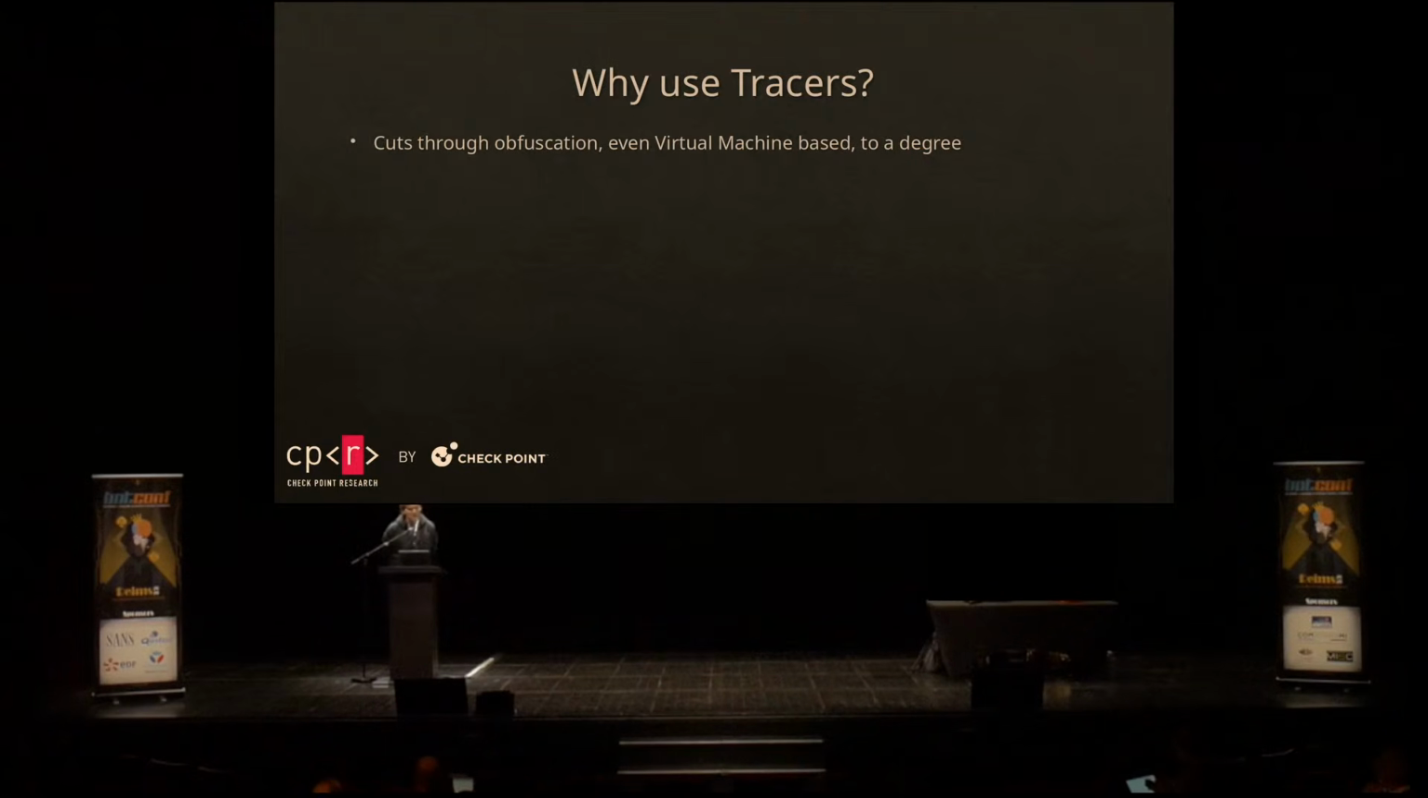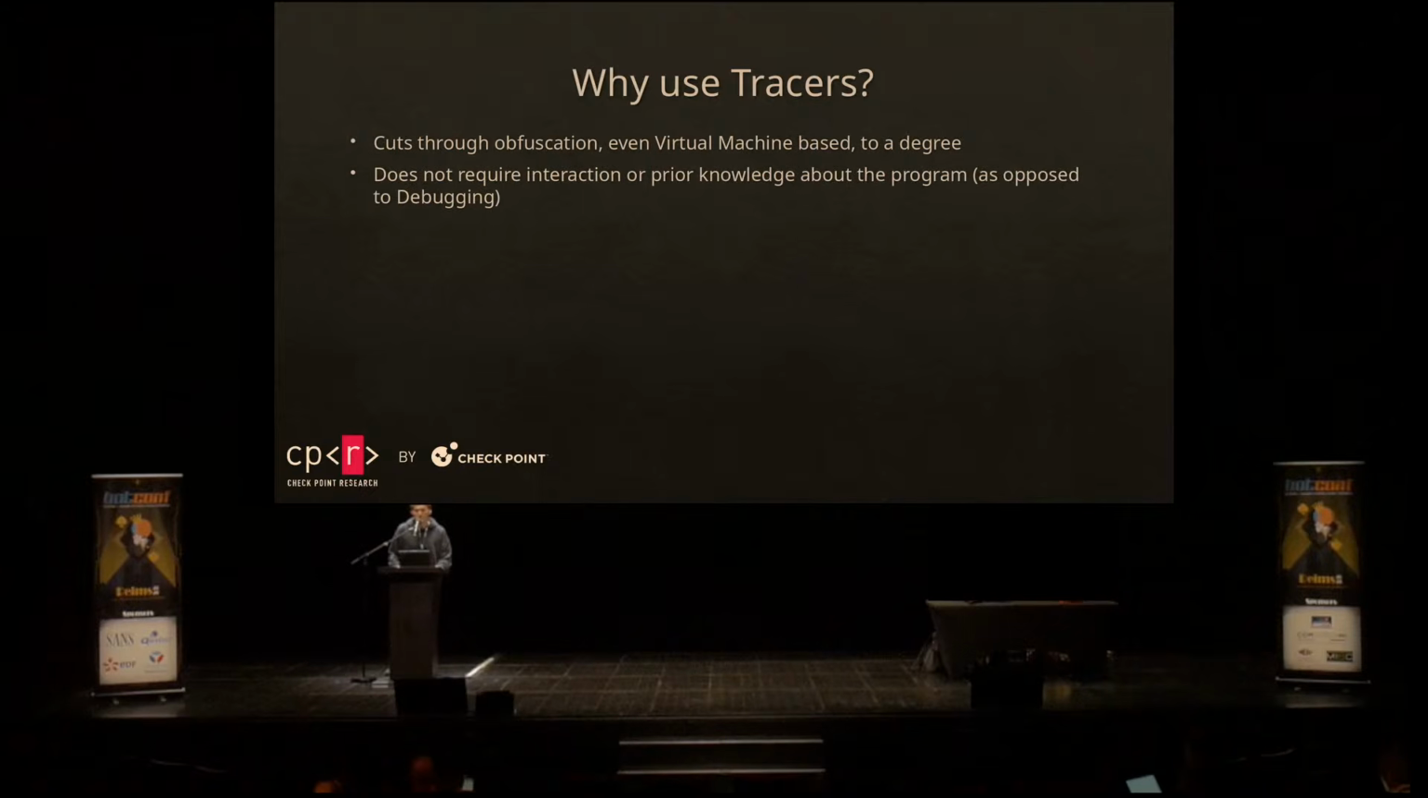So why would you use a tracer? I personally use tracers whenever I encounter stuff that is heavily obfuscated, because tracers cope very well with obfuscation, even if it's, for example, a virtual machine-based obfuscation, at least to a certain degree. Because if you think about it, even a virtual machine obfuscated binary or script still has to call out to APIs when it's trying to interact with the outside world, with other processes or memory and so on. So by just tracing these calls, you can infer what is happening inside that obfuscated binary or script.